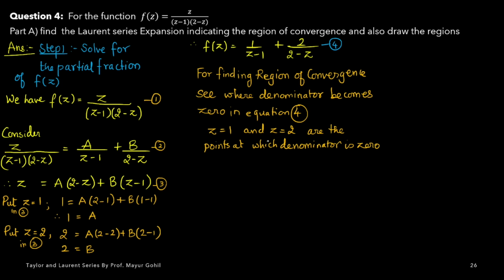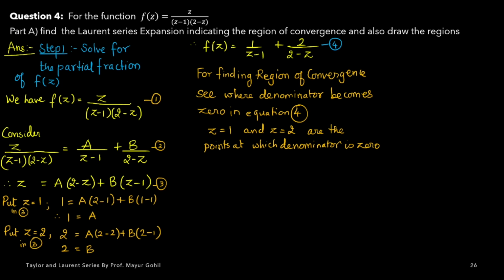So now we see that 1 and 2 are different points, right? z equal to 1 is here, and here 2, they both are distinct. Because they are distinct, meaning they are different, we now get three regions over here. See the way they are written.